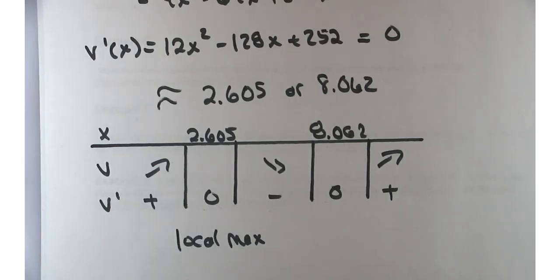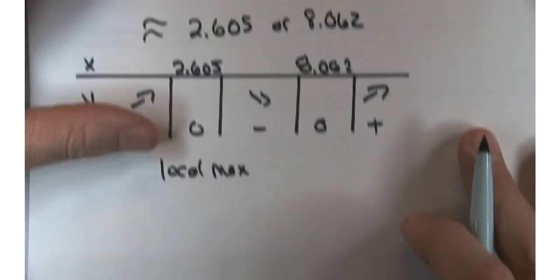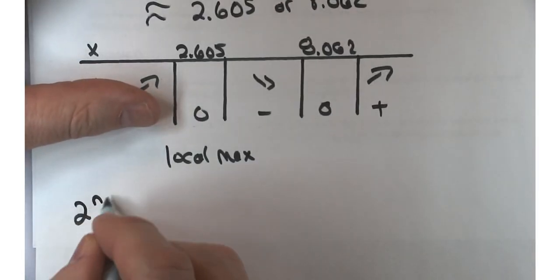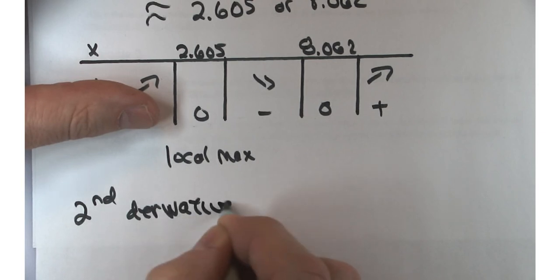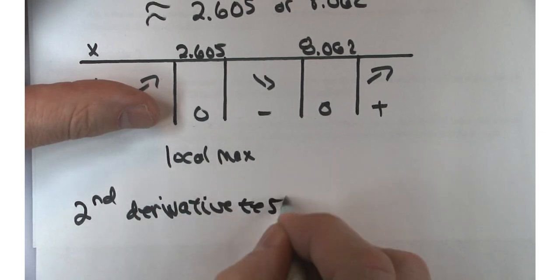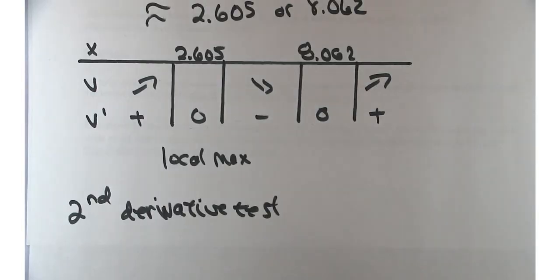And that is by looking at the second derivative. So let's apply the second derivative test. Because you want to make sure that the critical point that you're working with is actually a local maximum and not a local minimum or inflection point.